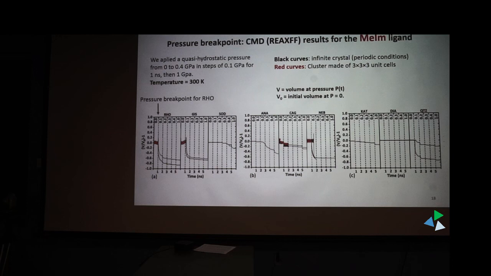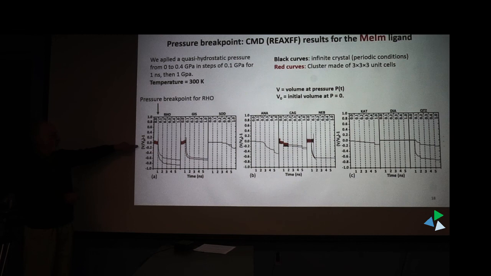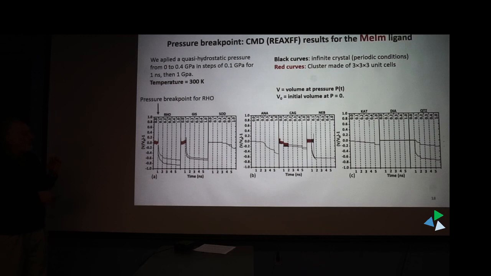For example, on the vertical axis, we have the ratio of the volume V calculated at pressure P, divided by the initial volume, minus 1. So in our case, we start with 0. And when you see that the curves are decreasing fast, it means that the structure collapses very quickly.